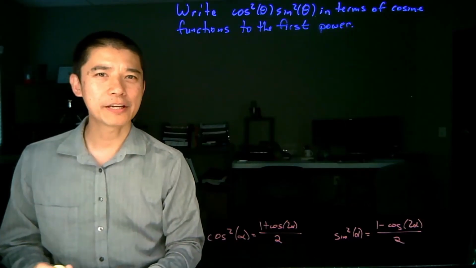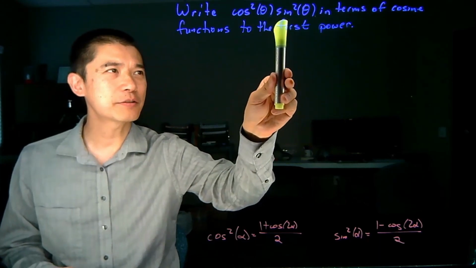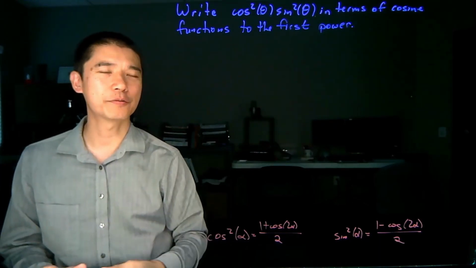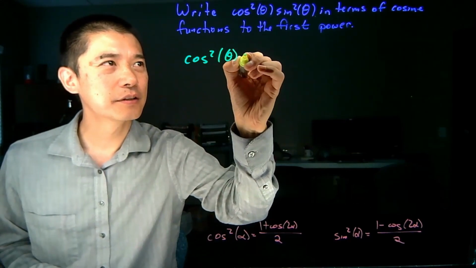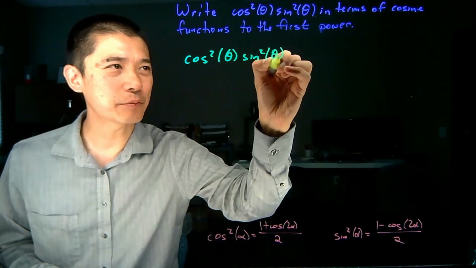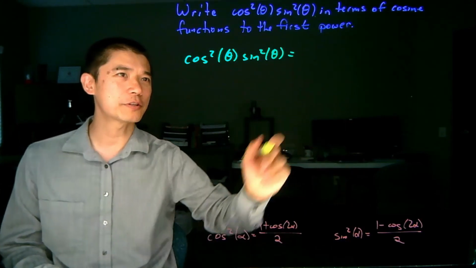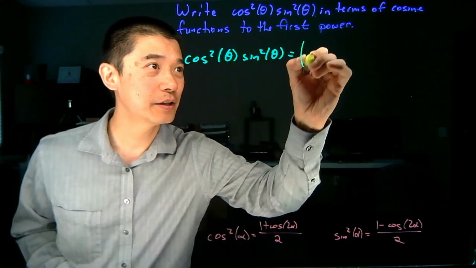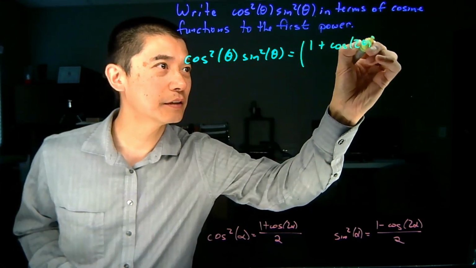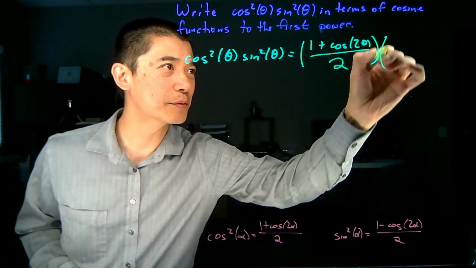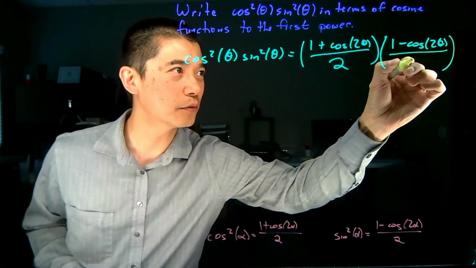So here's an application of the power reduction formulas. Write cosine squared theta, sine squared theta in terms of cosine functions to the first power. So let's take a look at this. Now the first thing is clearly that we're going to use the power reduction formulas. So we have one for cosine squared and one for sine squared. So we can plug that in right away. 1 plus cosine 2 theta all over 2 times 1 minus cosine 2 theta all over 2.